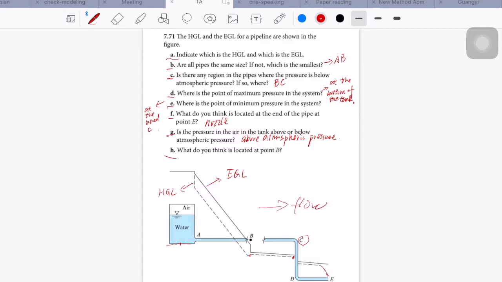And H, what do you think is located at point B? I think maybe there is an abrupt expansion. The abrupt expansion is located at point B, since we can see there is an abrupt drop in the EGL at point B. So we finish this problem.